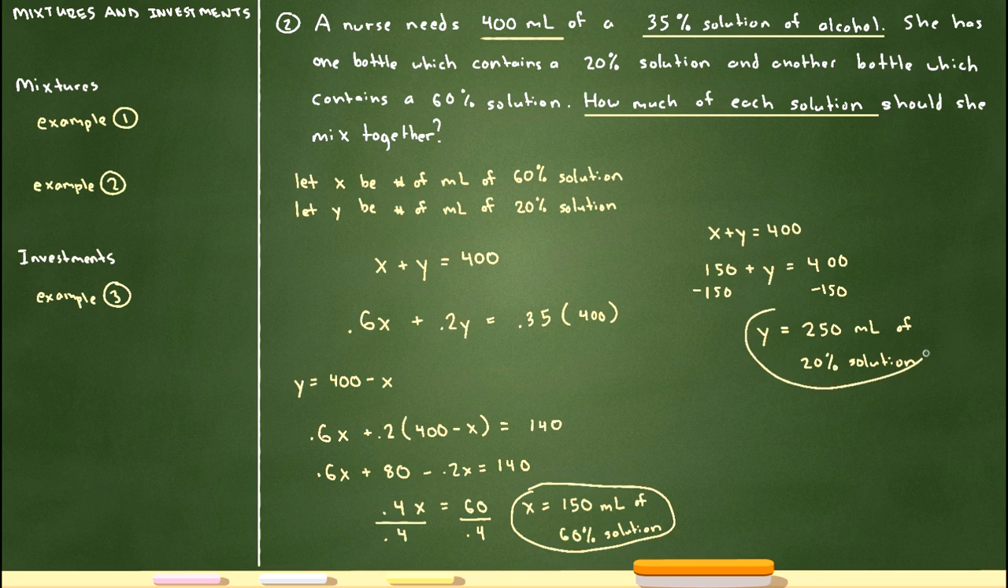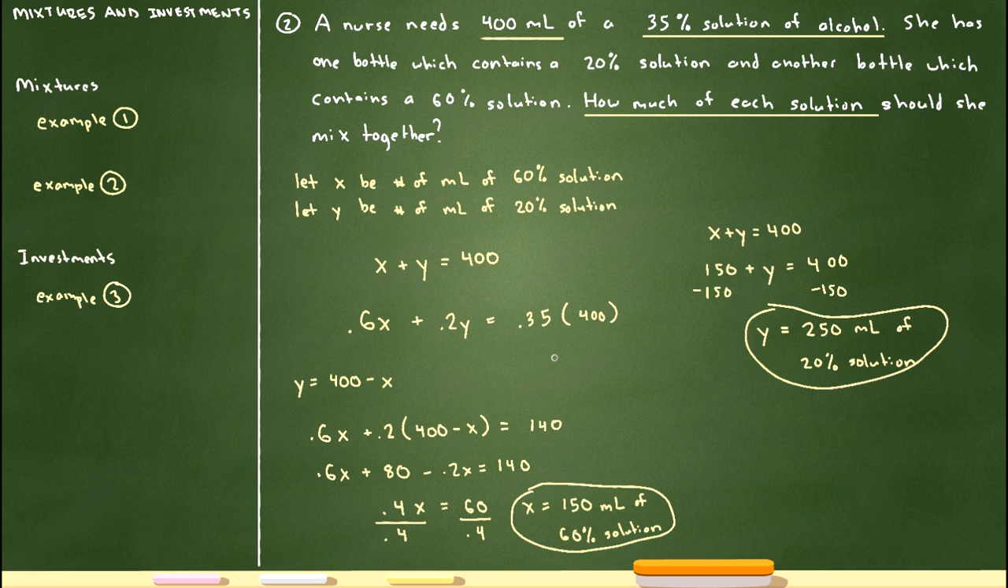Okay, so if you want to go ahead and check your answer, you could plug x and y back into these equations. The first one's easy to check. 150 plus 250 is 400. And the second equation, 0.6 times 150 is 90. And 0.2 times 250 is 50. And 90 plus 50 is 140, and 0.35 times 400 is 140. So this one works out too, so that's not too bad to check either.